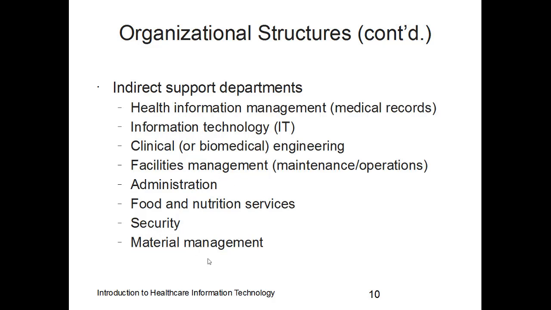In addition to those departments we just mentioned, there are also some indirect support departments, including health information management, which is the medical records department, information technology, or IT, clinical engineering, also known as biomedical engineering, facilities management, which is the actual maintenance and operations of the hospital, of course, the administration, food and nutrition services, security, and material management. So multiple departments either have a direct or indirect role in the overall function of the hospital, which leads to the overall care of patients.